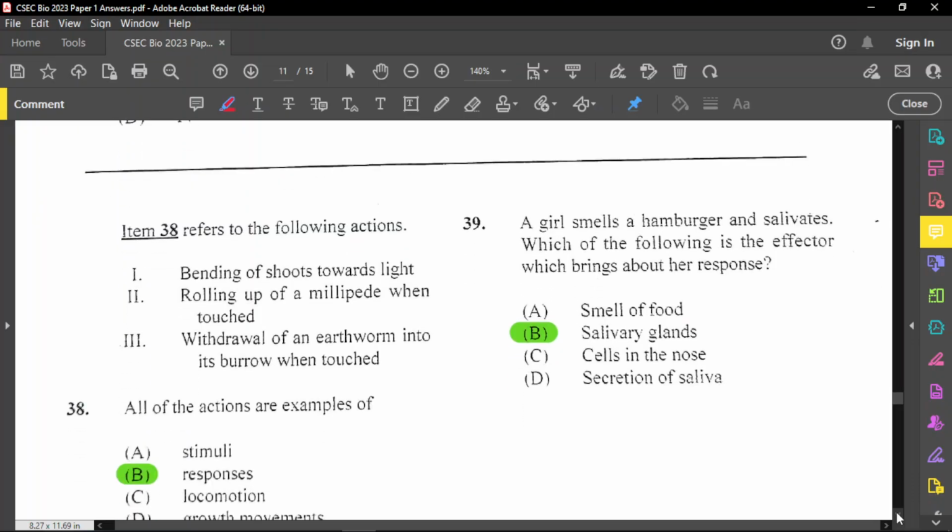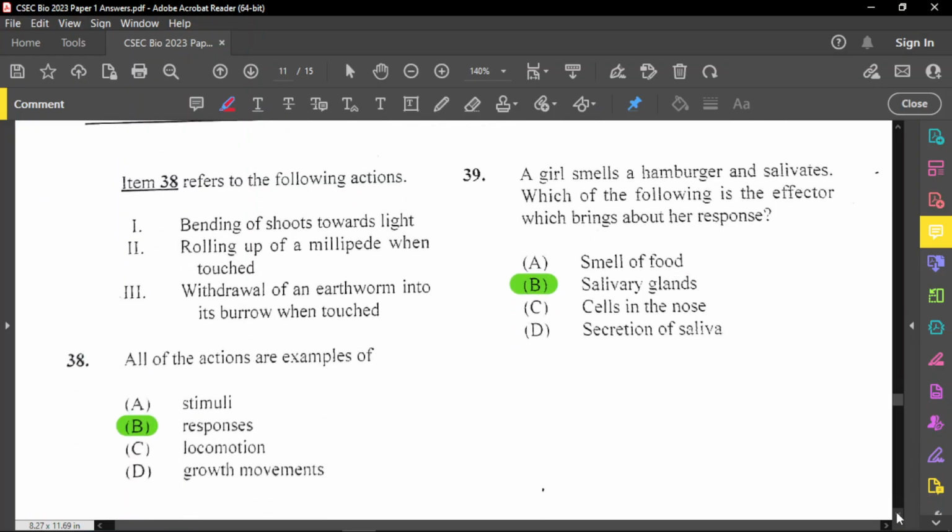Now for question number 38, I'm going to start with question number 39 at the same time. So 38 says now refers to the following actions: bending of a shoot towards light, rolling up of a millipede when touched, withdrawal of an earthworm into its burrow when touched. And so all of the actions are examples of what? They are responses. They're responding to stimuli. But stimuli is not the correct answer. They are responses, a type of action based upon a stimulus.